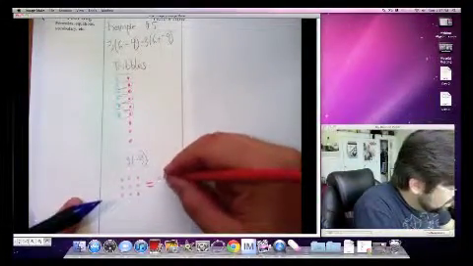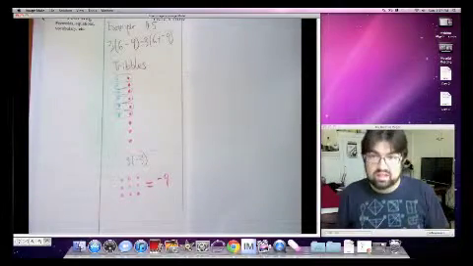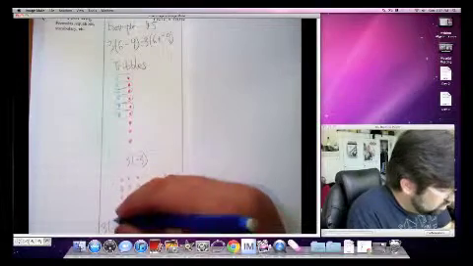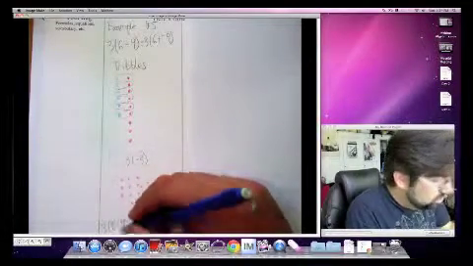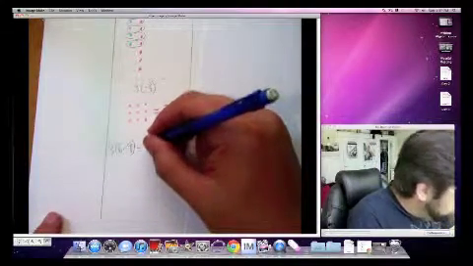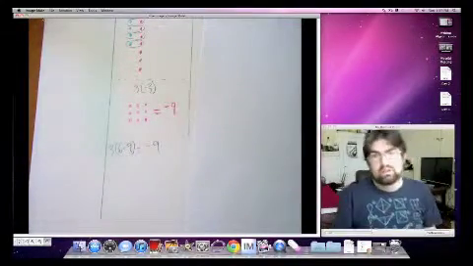This is negative 9. So I have negative 9 as my final answer. So I'm going to write this down. The original question, 3 times 6 minus 9, is equal to negative 9. That's what I ended up with.